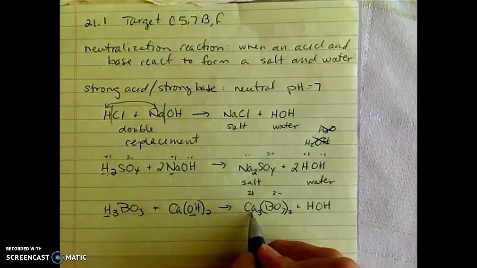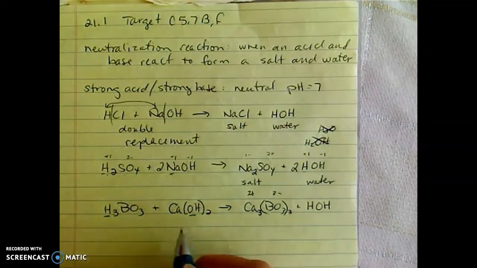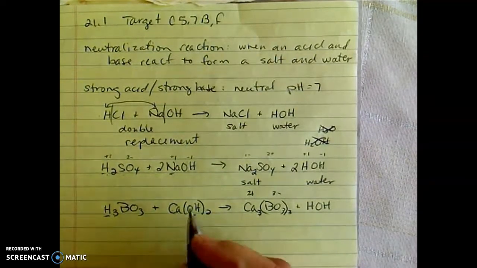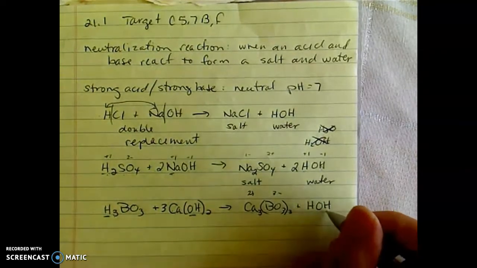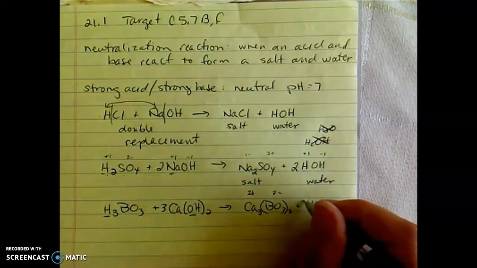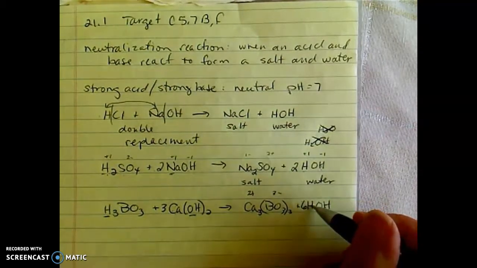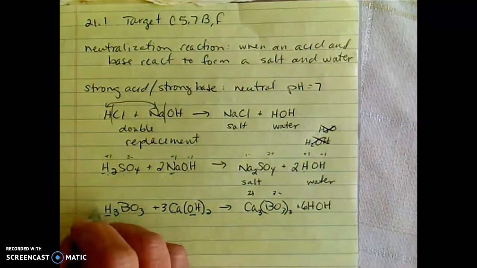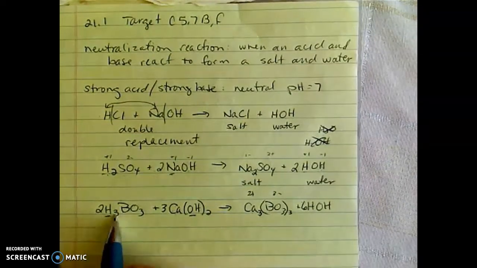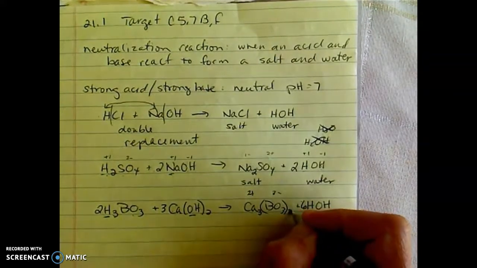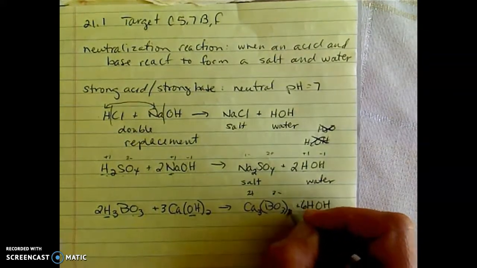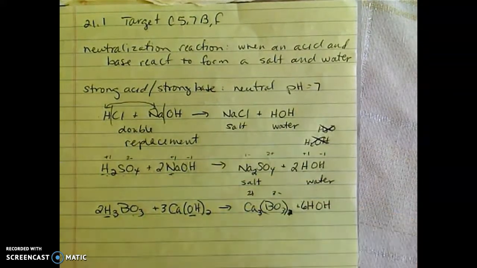Right off the bat, we know that we've got 3 calciums. You only have 1 there. So I'm going to put a 3 here. That gives me 3 calciums, but notice 3 times 2 is 6. 6 hydroxides when I only have 1 here. So I'm going to put a 6 there. That gives me 6 hydrogens. I only have 3 here. So if I put a 2 there, that will give me 6, but that gives me 2 borates, which should have been a 2 here, because 2 times 3 is 6, not 3 times 3. All right, so now we are good.